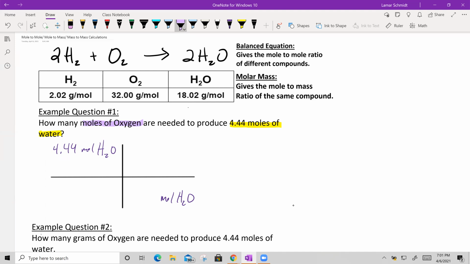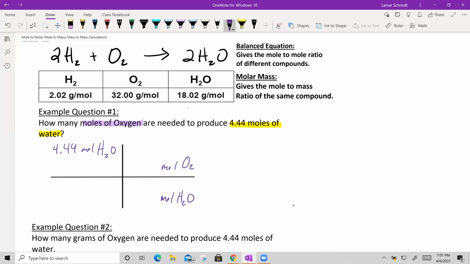Well, can we go from moles of water to moles of oxygen? Well, let's see. A balanced equation will give the mole to mole ratio of different compounds. So I can go from moles of water to moles of oxygen. And notice this, water and oxygen are different compounds. So we can use the balanced equation to do that. And so if we can go from moles of water to moles of oxygen, then we should do that.